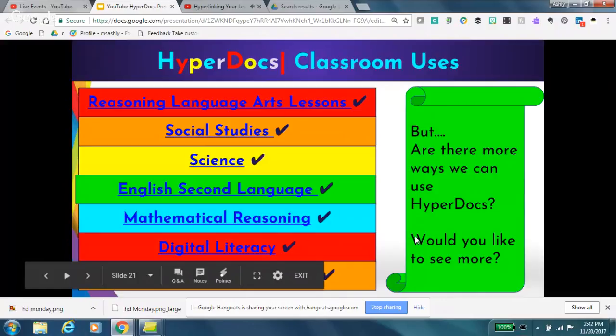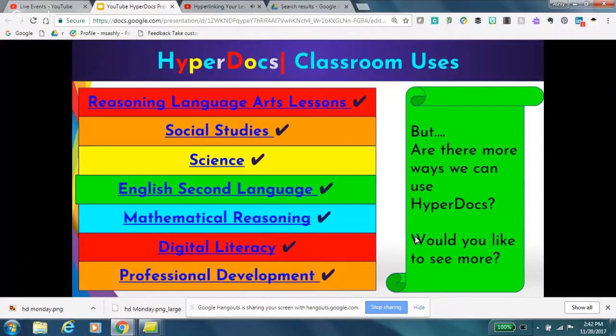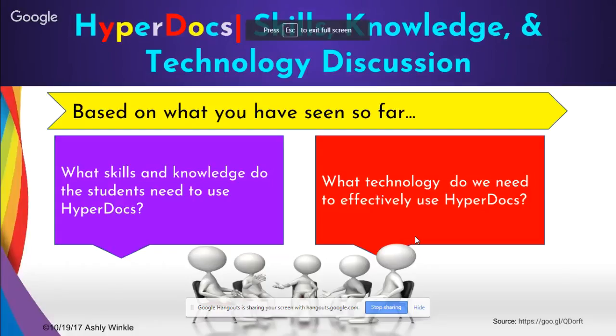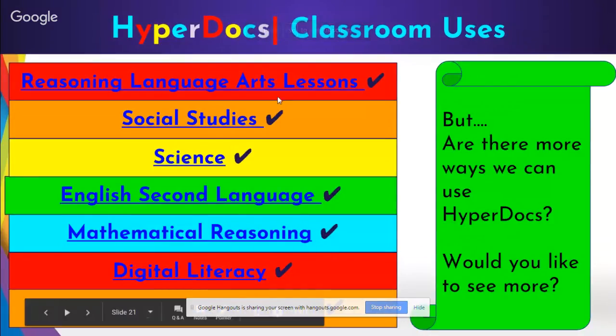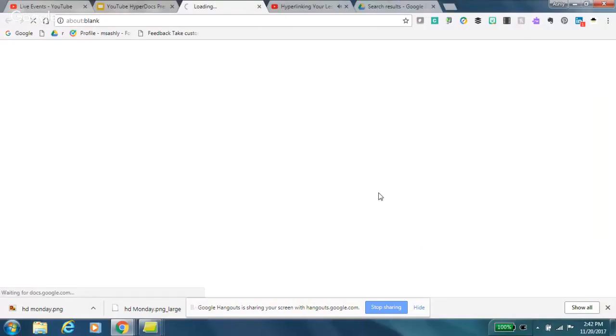I also use them for social studies, science. I do it for math. There's a lot of new digital literacy ones that have come out that are pretty neat too. All of this stuff is on that website. I wanted to demonstrate at least one more.